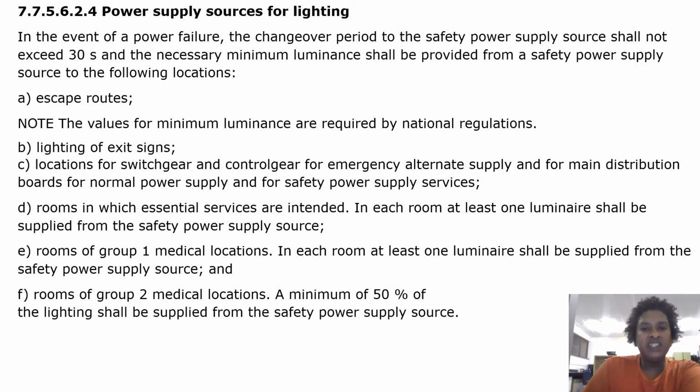Rooms in which essential services are intended. In each room, at least one luminaire shall be supplied from the safety power supply source. Rooms of Group 1 medical locations. In each room, at least one luminaire shall be supplied from the safety power supply source. In rooms of Group 2 medical locations, a minimum of 50% of the lighting shall be supplied from the safety power supply source.